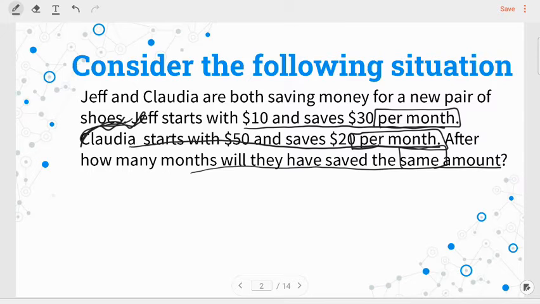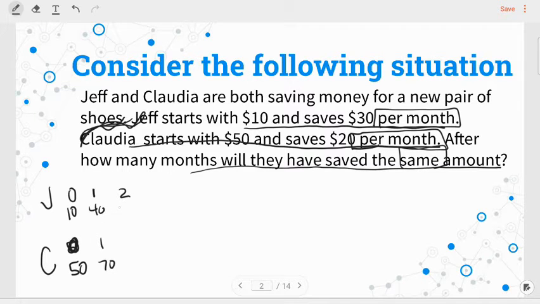Well, here we go. For Jeff, at month 0, and month 0 means at the beginning, he's starting with $10. Claudia, on the other hand, at month 0 starts with 50. Well, after month 1, how much do they have saved? Add 30 to Jeff: 10 plus 30 is 40. For Claudia's month 1, add 20 to 50, 70. So there's still some differences. On month 1, they still don't have the same amount saved, so I just continue.